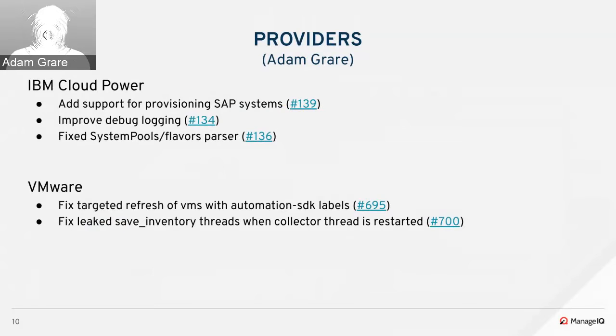We also fixed an issue where a save inventory thread was being leaked if the collector crashed and got restarted. So after 5 crashes, we ran out of database connections. So now we actually refactored the way that the save inventory thread is started. So that cleaned that up a nice bit.